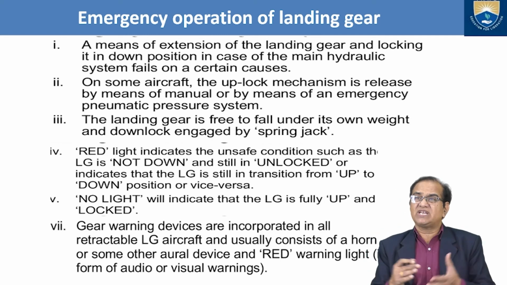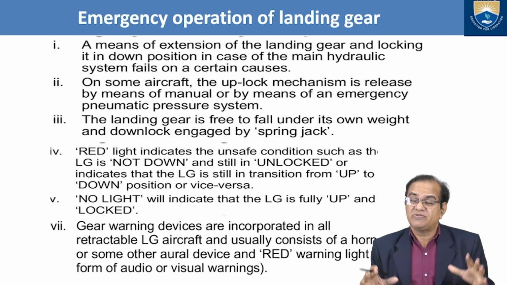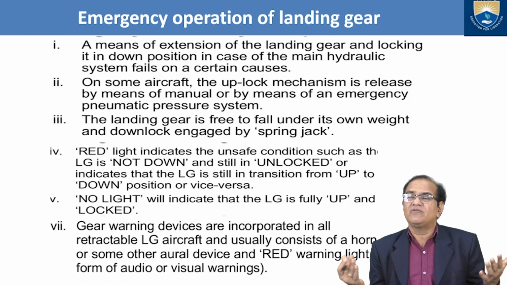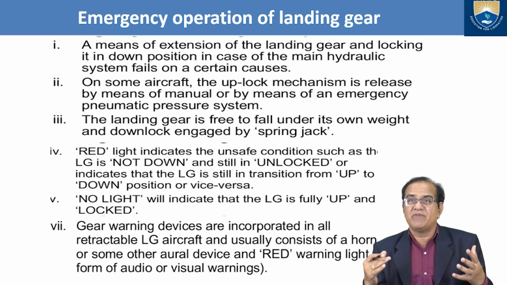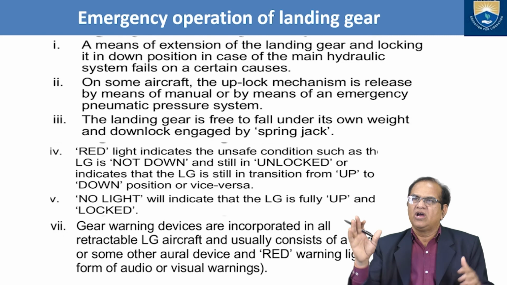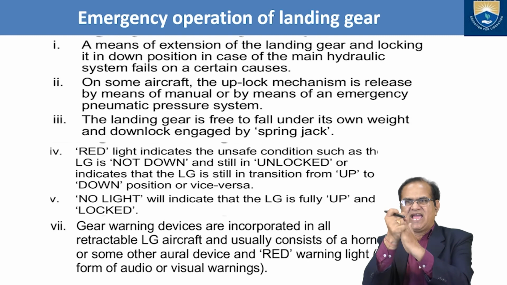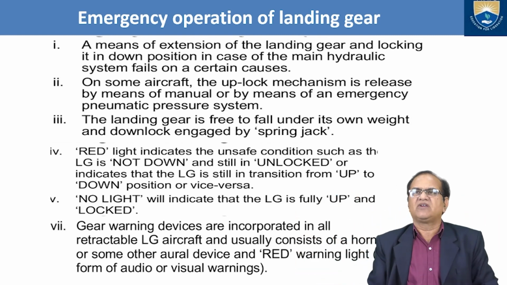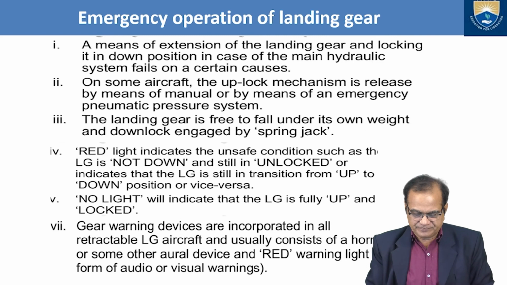So a means of extension of the landing gear and locking it in the down position in case the main hydraulic system fails is called the emergency system. If your main system fails, how will it operate? On some aircraft, the up lock mechanism is released manually. The pilot will push a handle or it will break the system and the gear will go down, and there is a spring mechanism that will lock the system. So it will fall like this and it will hold. In the out position, it will be held. The landing gear is free to fall under its own weight and the down lock is engaged by the spring jack.